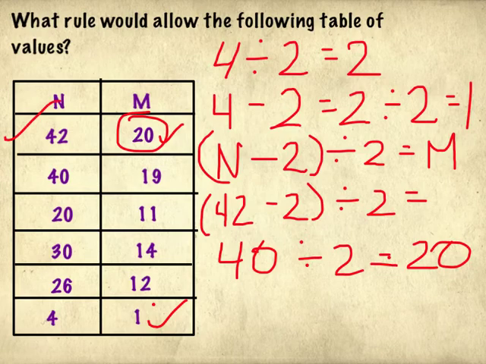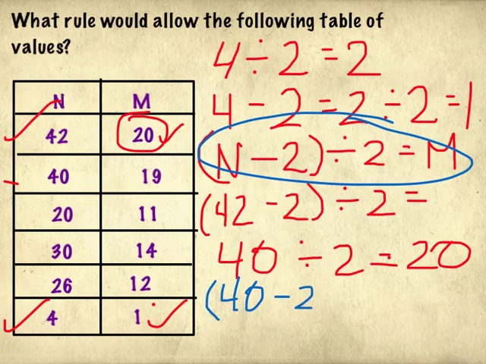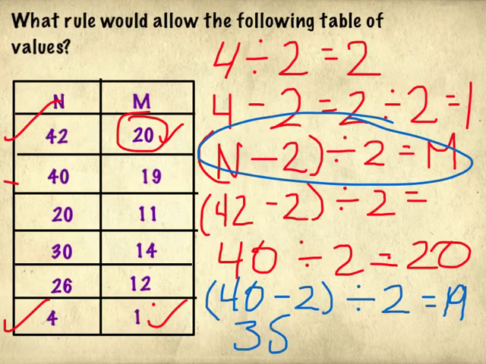So yay, it works for this one, it's working for this one. I bet I found the right answer, but let's try it once more. So n minus 2, I'm just going to switch markers so you can see what I'm doing. N minus 2 divided by 2 equals m. So that would be 40 take away 2 divided by 2, and it should equal 19. 40 take away 2 is 38, which divided by 2, if you had a calculator handy, is 19.